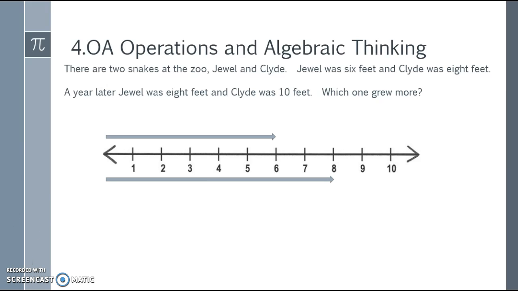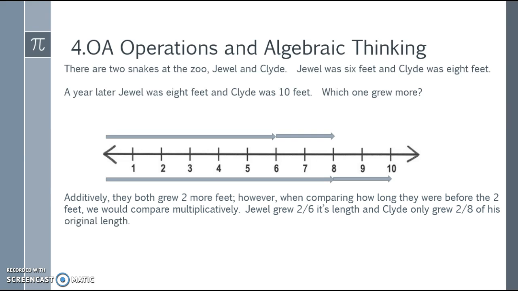Here on a number line, the top represents Jewel and the bottom represents Clyde. We can see that Jewel was 6 feet long if each one of these tick marks represents 1 foot, and Clyde was 8 feet long to start with. So then a year later, they each grew 2 feet. So I tack on the 2 feet here to each one. Additively, they both grew 2 more feet.